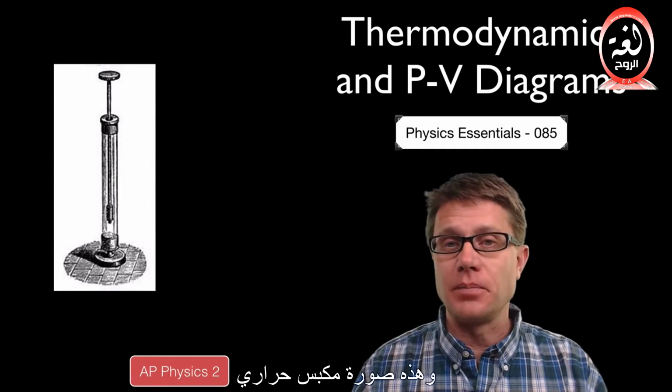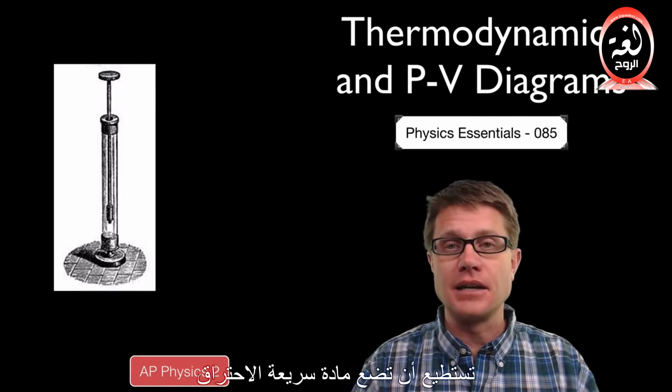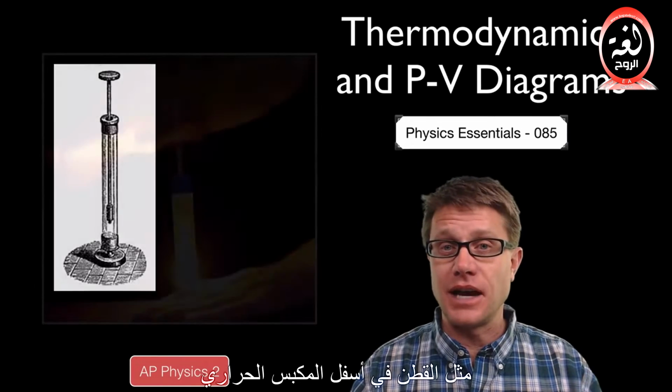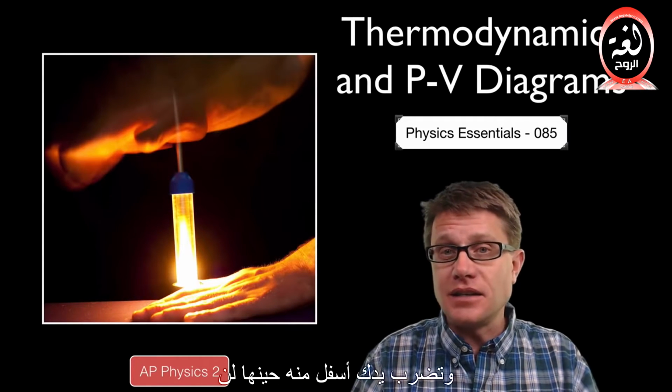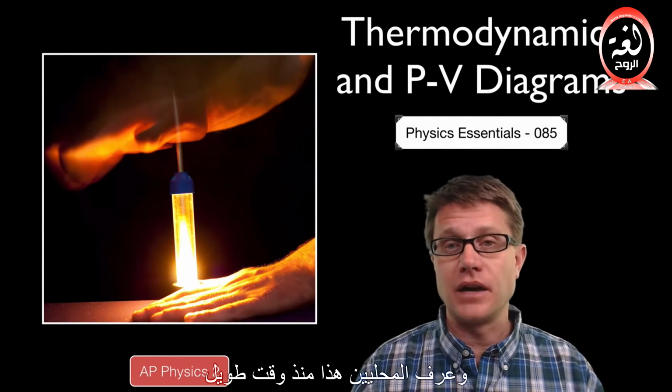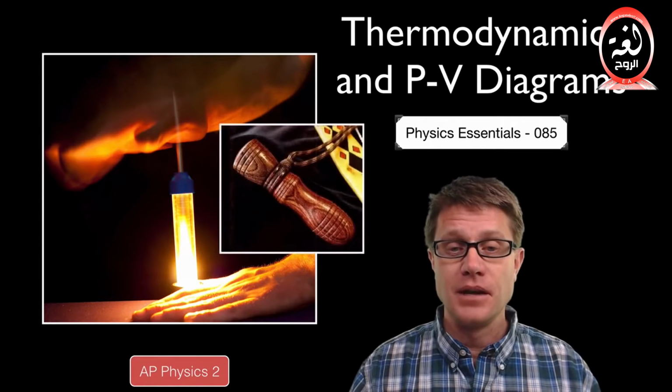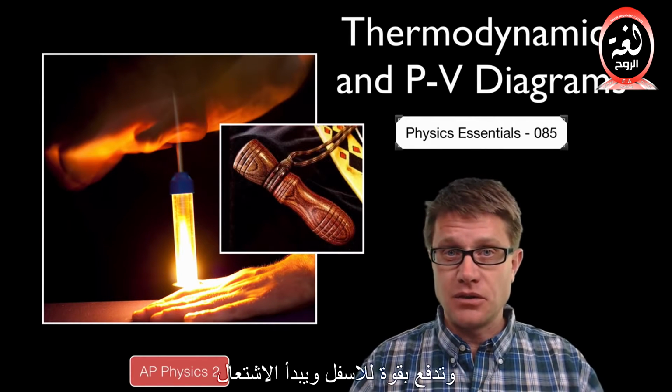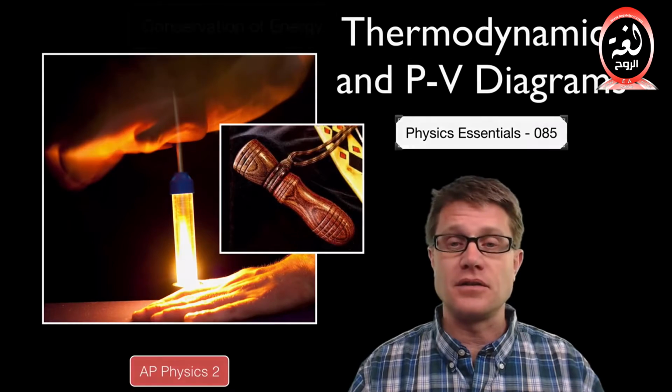And this is a picture of a fire piston. You can put some tinder, like cotton, in the bottom of a fire piston. You can slam your hand down on it, and since heat doesn't have time to escape from that piston, we heat it up and the thing starts on fire. And natives have known this for a long time. This is a native fire starter. You put some tinder on the inside, you slam it down, and then it starts a fire.